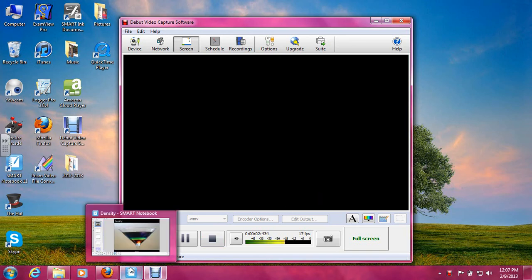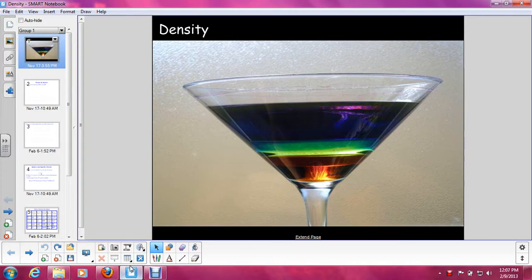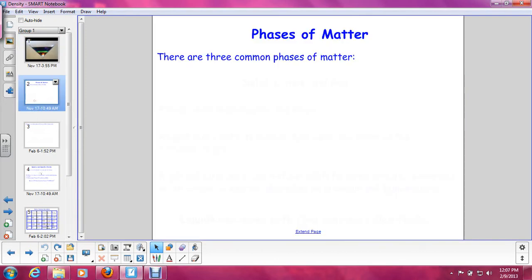Okay, today we are going to talk about density, the density of objects. So we all know that there are three common phases of matter, and those are solid, liquid, and gas. A solid has definite shape and size. An example of a solid is a rock.